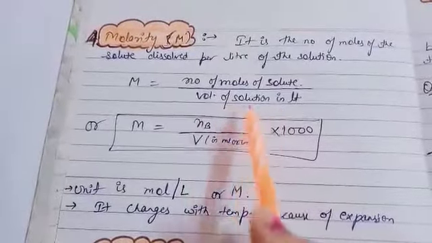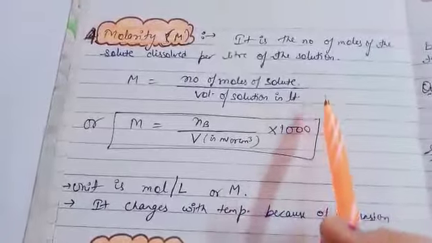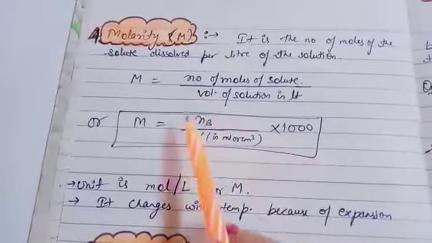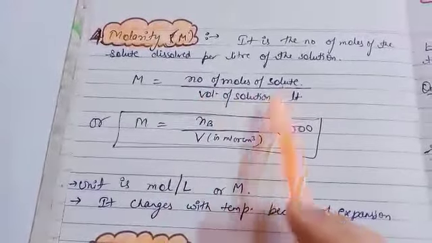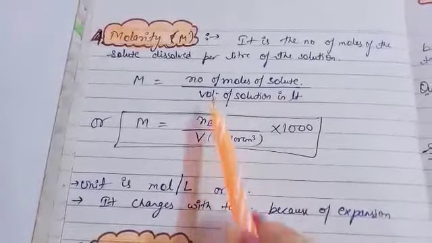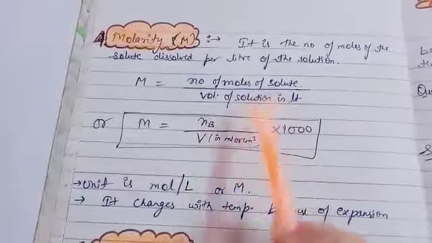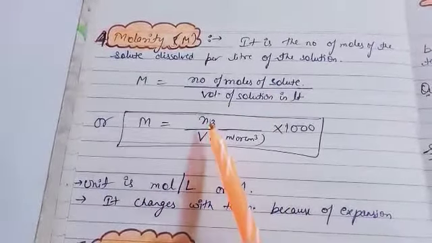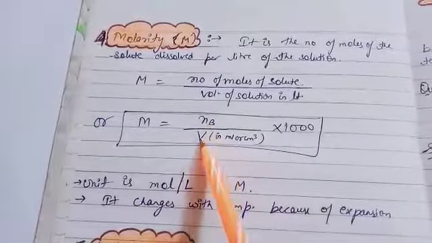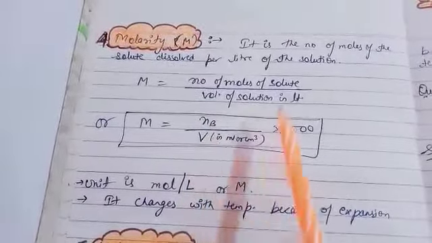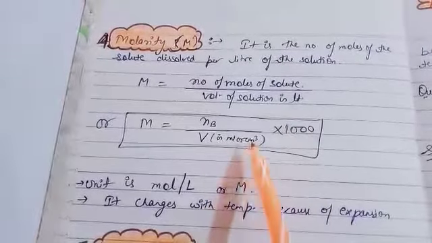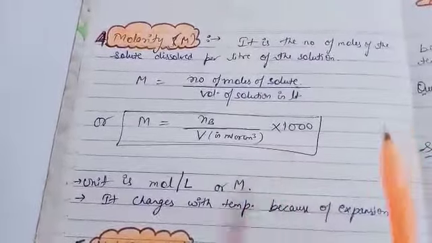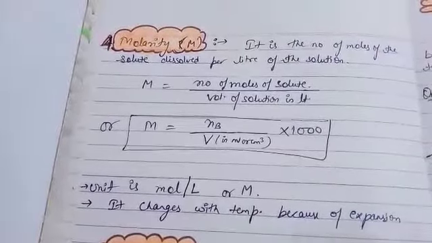Now in case the volume of solution is not given in liter, but in ml, then this is multiplied by 1000. The formula is the same. Instead of number of moles of solute, you can write nB. N is number of moles, B is for solute and A is for solvent. So nB upon volume V. If it's given in ml or centimeter cube, then this is multiplied by 1000. You have to remember this, because otherwise your answer will be wrong.